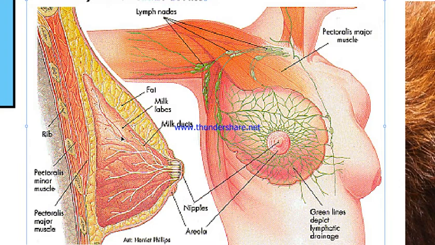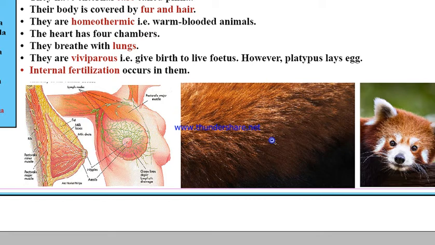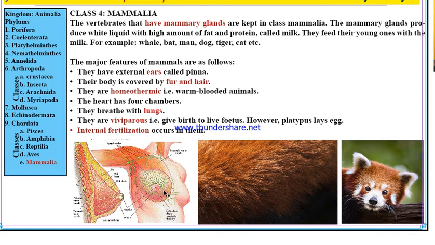Milk is a white liquid substance which is rich in protein and fat. Okay, and milk is supposed to be the diet for the children. Okay, the children subsist on milk from the mother. Yes, okay. So the vertebrates which have mammary glands, and they feed their young with the milk produced by their mammary glands, are kept in the class Mammalia.